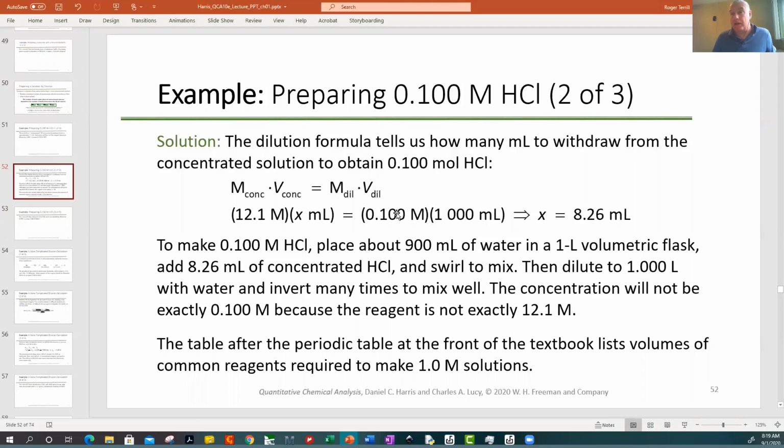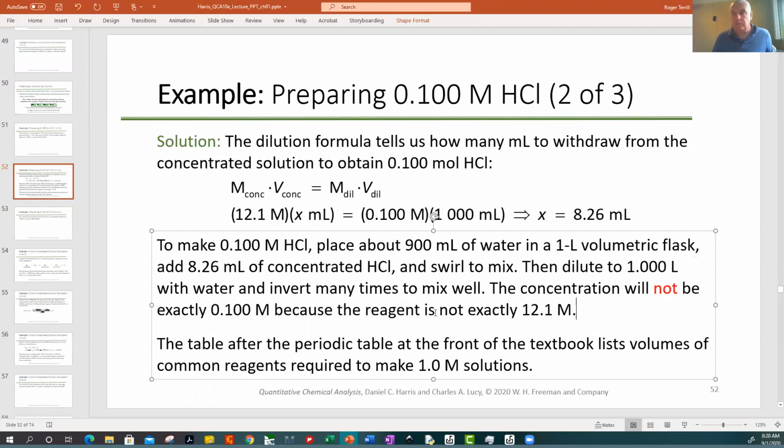Then you'll recalculate the molarity. But in this case, let's assume that we can pipette 8.26 mLs here, right? And then you put that into a liter flask, add about 900 mLs of water, swish, swish, swish, add enough water to top it off, and then dilute to 1 liter, right? And then this concentration should be close to 12.1. It will not be exact, right?